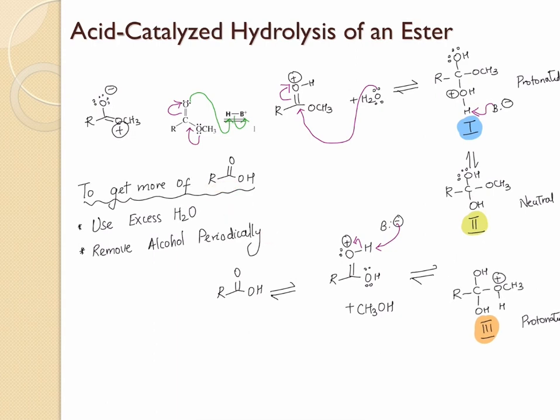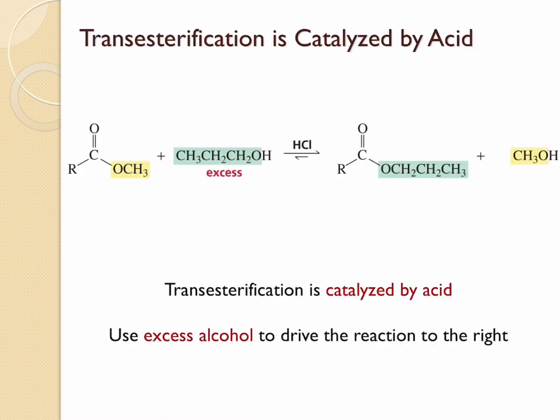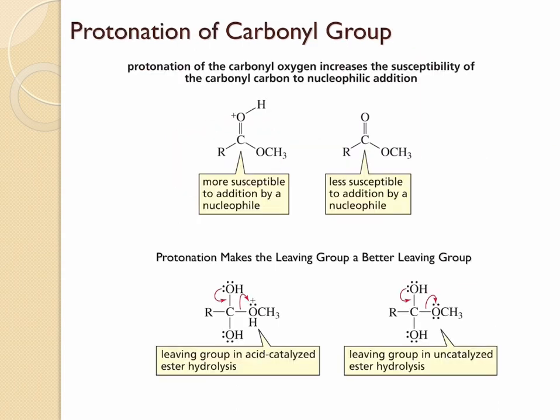This should have the arrows here. The trans-esterification reaction also goes through pretty much the same mechanism. Here again, we have to use excess alcohol to make the reaction go in the forward direction. The use of acid catalyst is going to increase the rate of the hydrolysis of ester.